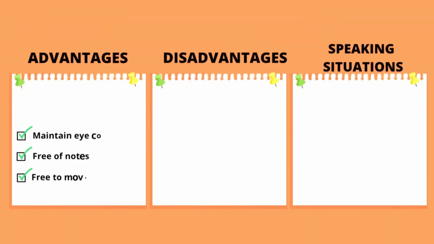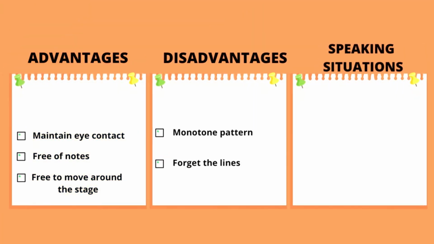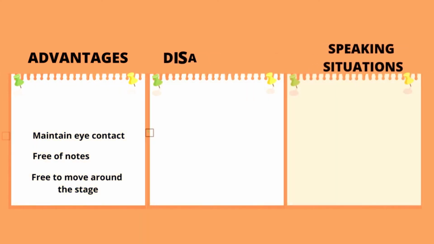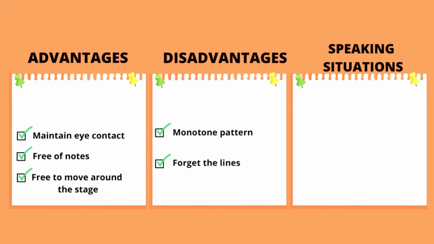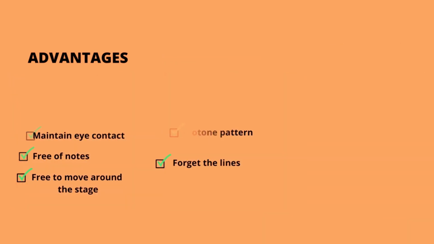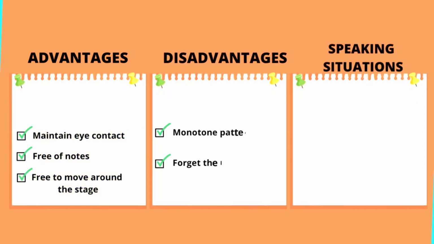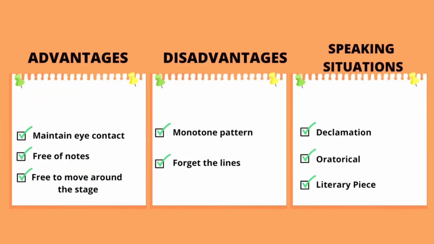Advantages: it enables the speaker to maintain eye contact with the audience throughout the speech. Being free of notes means that you can move freely around the stage and use your hands to make gestures. Disadvantages: speakers might end up in a monotone pattern. Monotonous means lacking variation in tone and pitch that might cause dullness or boredom to the audience. Sometimes, due to stage fright, he or she might have difficulty remembering the memorized speech. Speaking situations: when you deliver a declamation, oratorical, or literary piece.